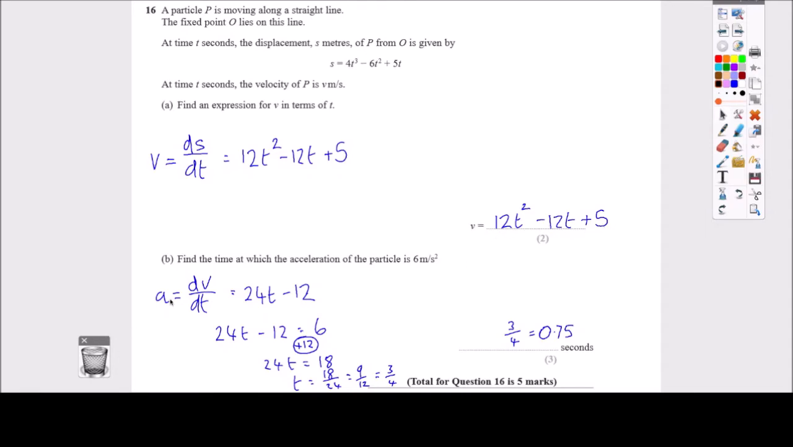Now, to find acceleration, you differentiate velocity, okay? Acceleration is the rate of change of velocity, so we've just got to differentiate our answer from part A. So multiply by the current power gives us 24t, and minus 12t just becomes minus 12. Now that's the formula for acceleration, and we're being asked to find the time when the acceleration equals 6. So set this equal to 6 and solve. So 24t minus 12 equals 6, add 12 to both sides, divide by 24, we get t being 3/4 or 0.75 seconds.